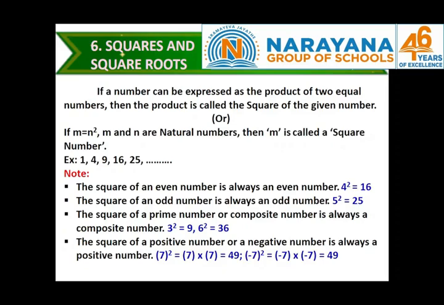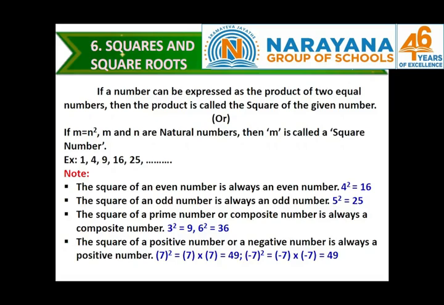And these are some examples of perfect squares: 1, 4, 9, 16, 25, and so on. 1 square is equal to 1, 2 square is equal to 4, 3 square is equal to 9, 4 square is equal to 16, 5 square is equal to 25, and so on. So we know there are infinite natural numbers, so obviously infinite square numbers also.